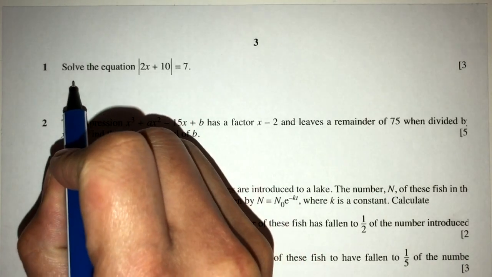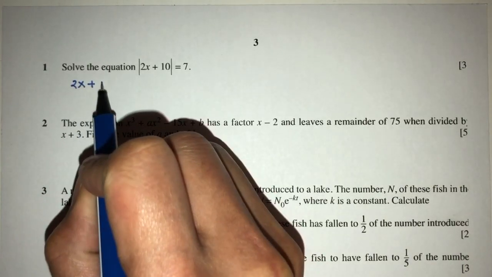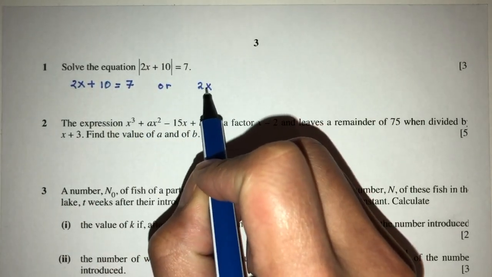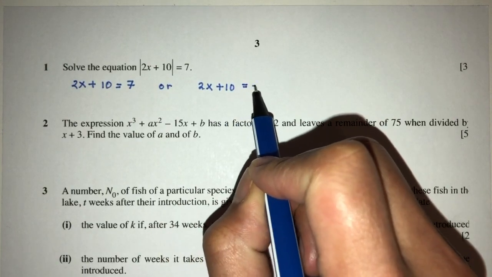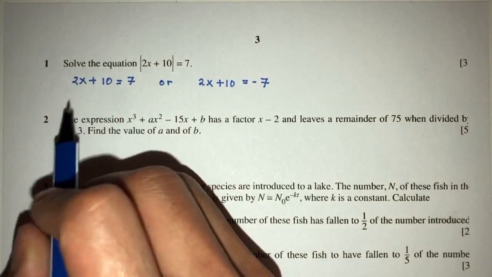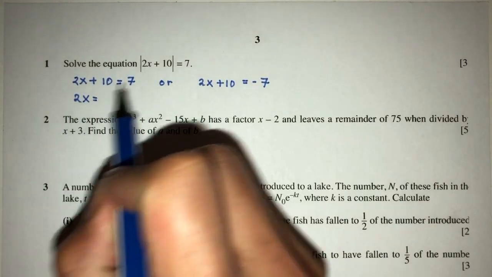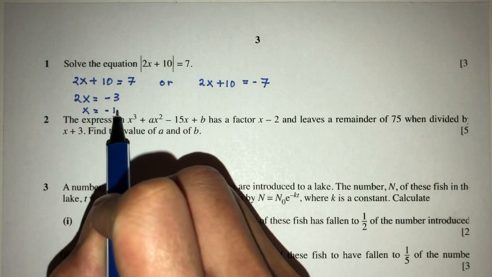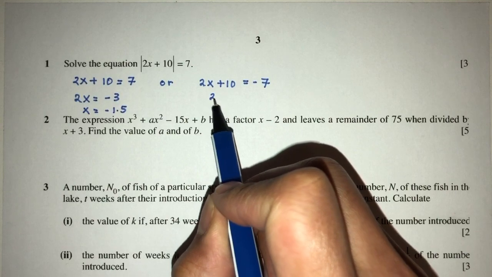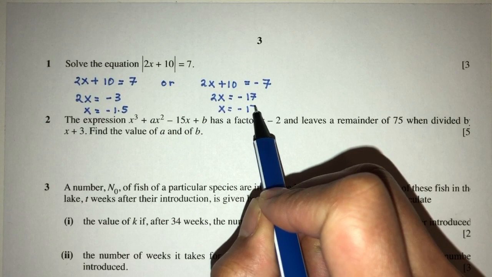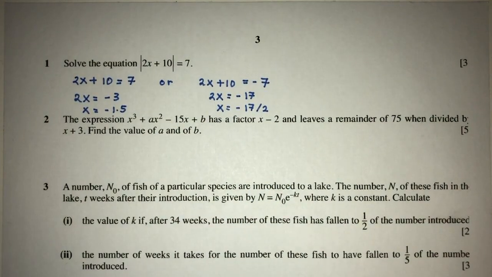We can just write 2x plus 10 is equal to 7, or it is 2x plus 10 is equal to minus 7. Now we just have to solve for the value of x. So 2x will be 7 minus 10 will be minus 3. X will be minus 1.5. And this will be 2x will be minus 17. X will be minus 17 divided by 2. So this will be your answer for question number 1.